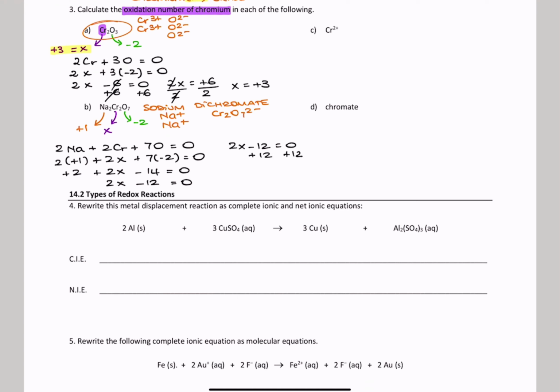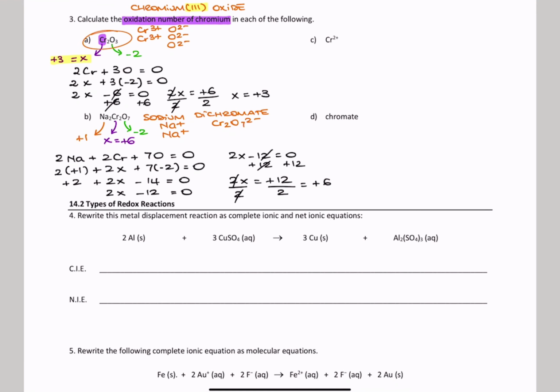Add 12 on each side. Get 2x equals +12. Divide by 2 on each side. And I get here +6. So in Na2Cr2O7, sodium dichromate, the oxidation number of chromium is +6.